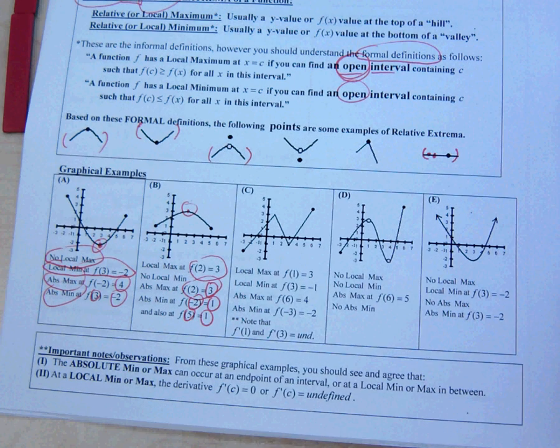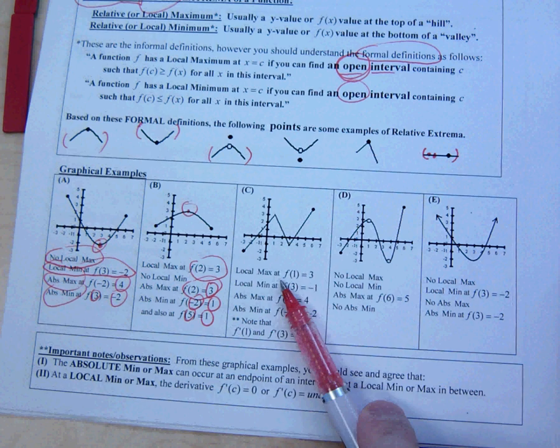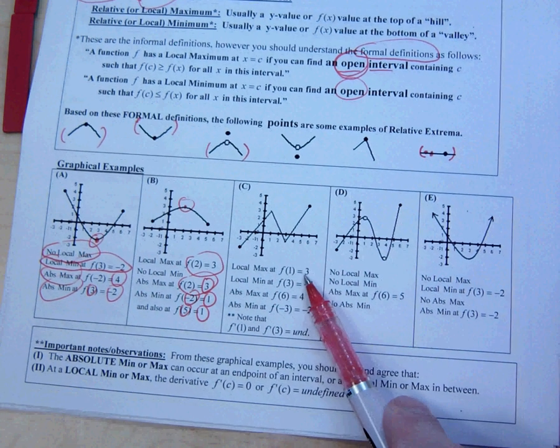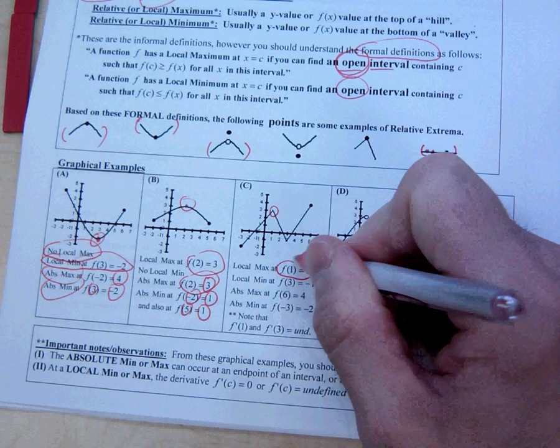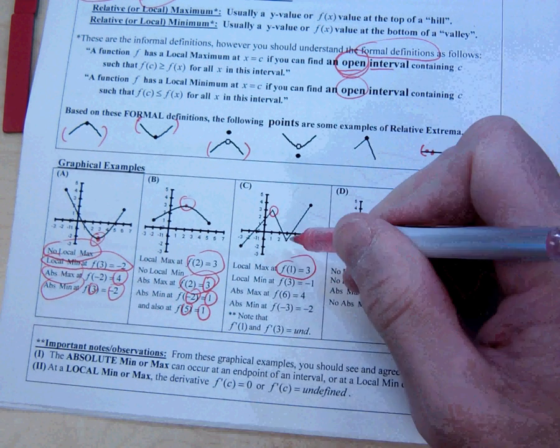Okay. What about this one? Are there any local maxes, any hills? Yeah, where? There. So at the point 1, 3, right? There's a local max. Is there a local min? Yeah, where? 3 what?